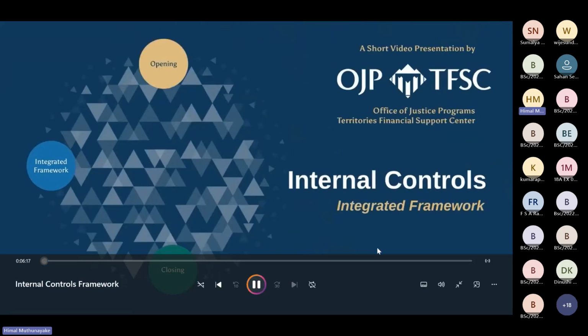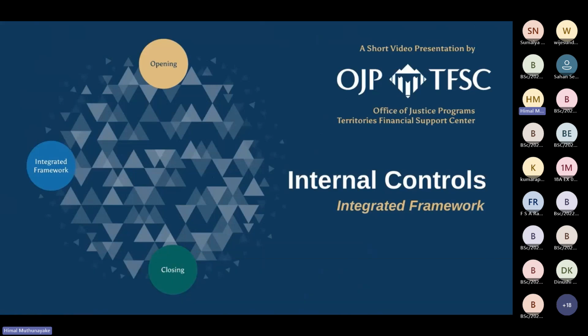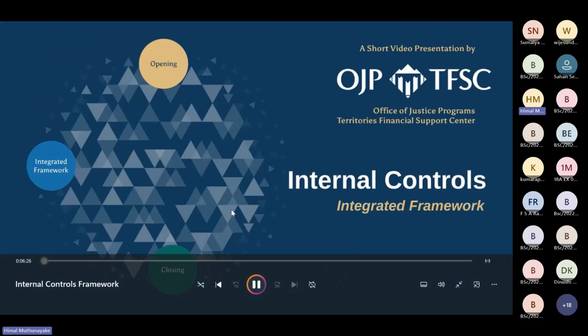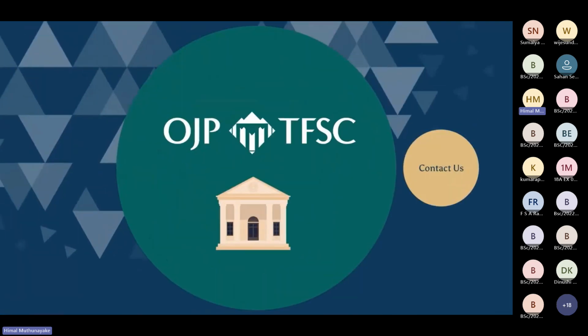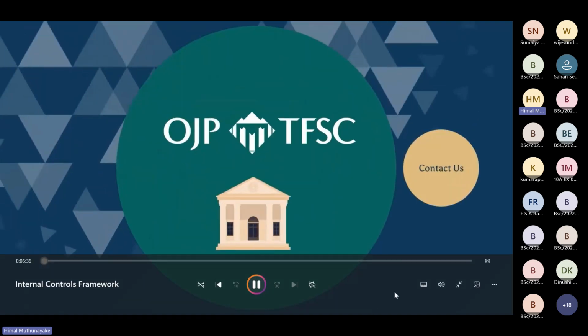As you can see, establishing and maintaining a strong system of internal controls is an involved process that will require everyone working together to achieve the mission and goals of your organization. Using the framework and other resources developed by COSO and OJP TFSC, you can create an environment and culture that supports strong.